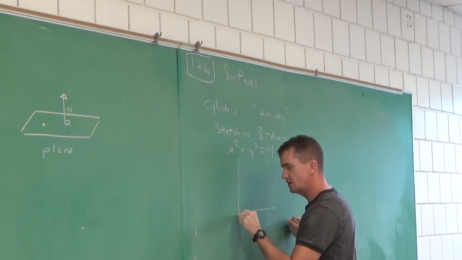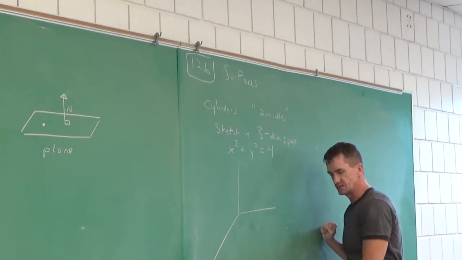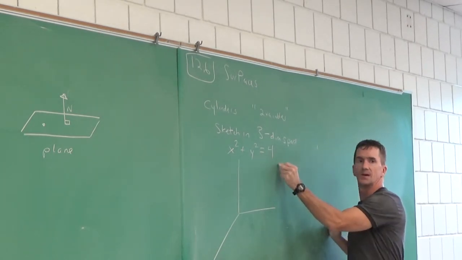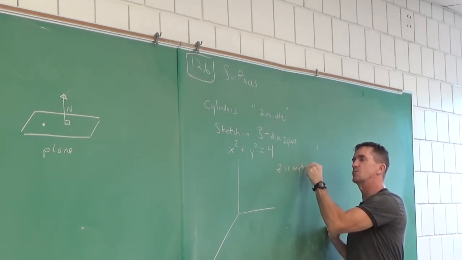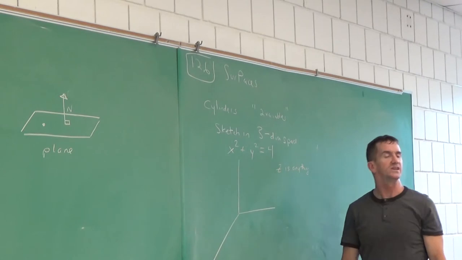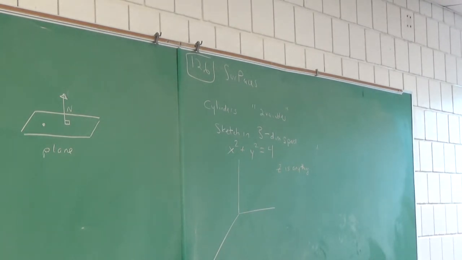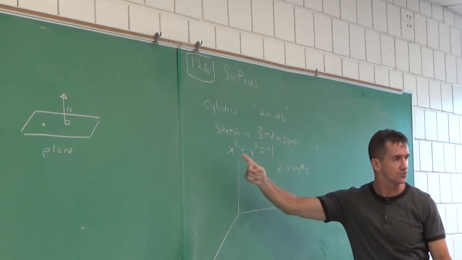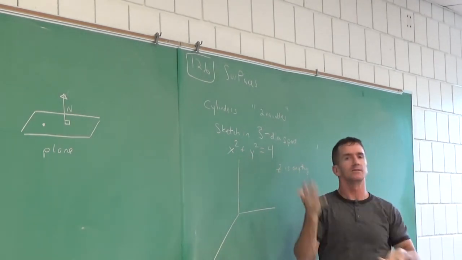It's not a circle? No, because it's in three-dimensional space. Well, what letter's missing? Z. Would you make a note about this? That means Z is anything. Z can take on any value. That's what it means in three space. It doesn't mean it equals zero. It could be zero, but Z can be any value. X and Y have to hold true in this relationship, but Z can take on any value.